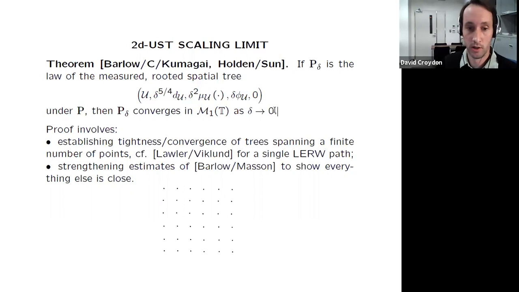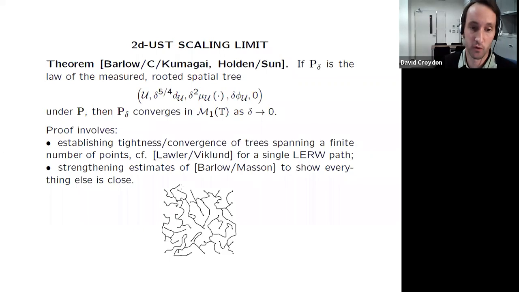And so the basic point is we start off, so these points here aren't meant to be the whole of Z2. These points are meant to be just some finite set. So we first of all establish that the tree spanning this finite number of points converges. And so, like I say, this is essentially contained in the work of Lawler and Wickland.